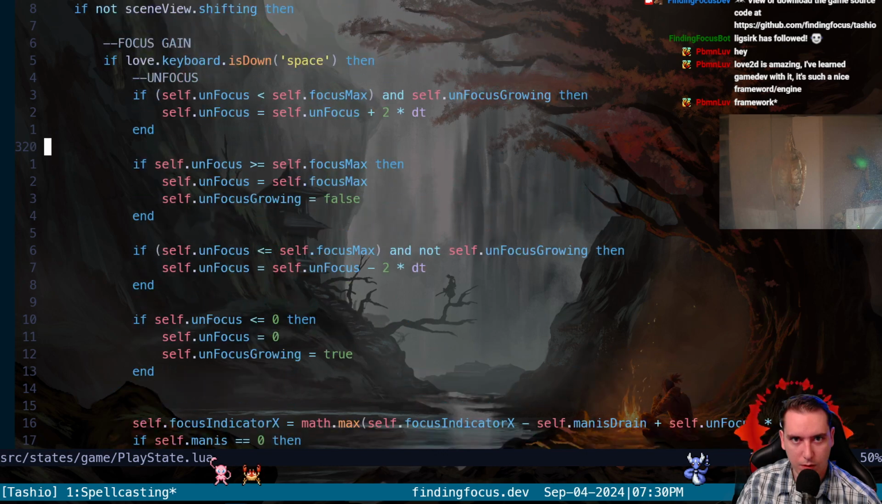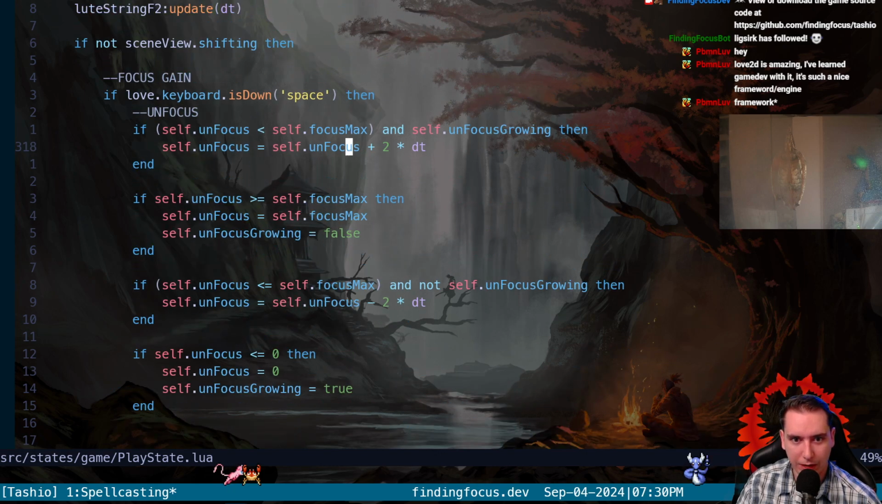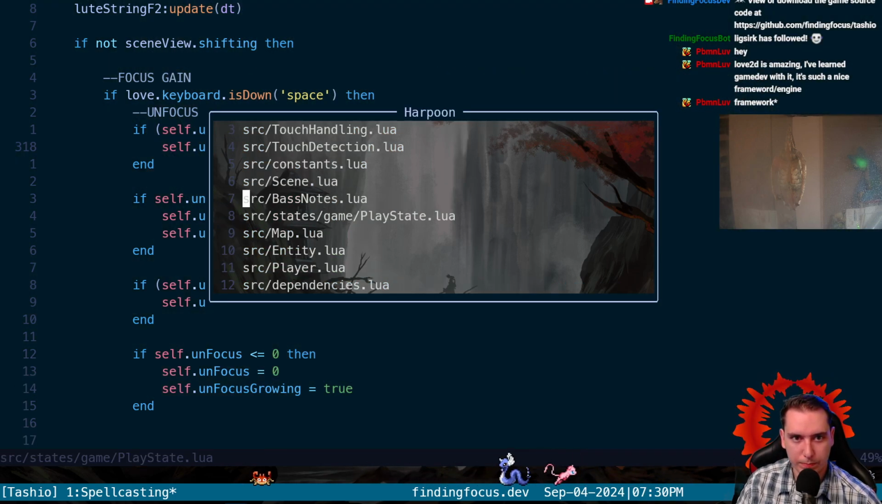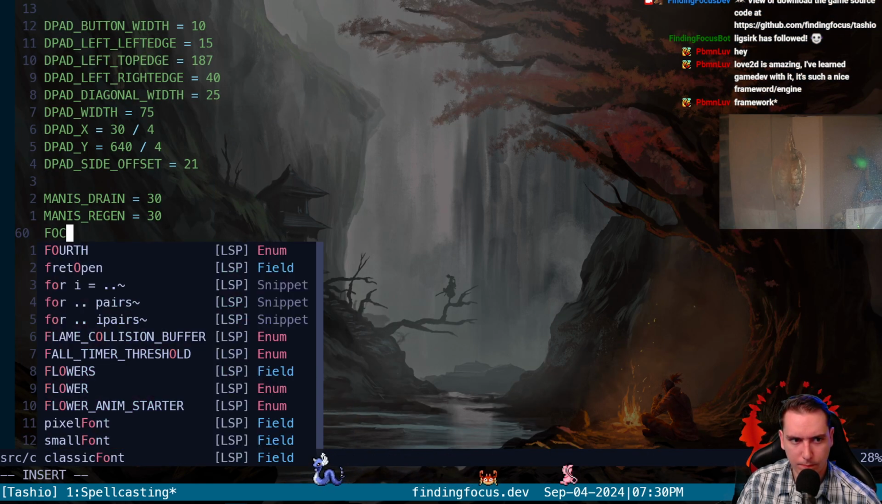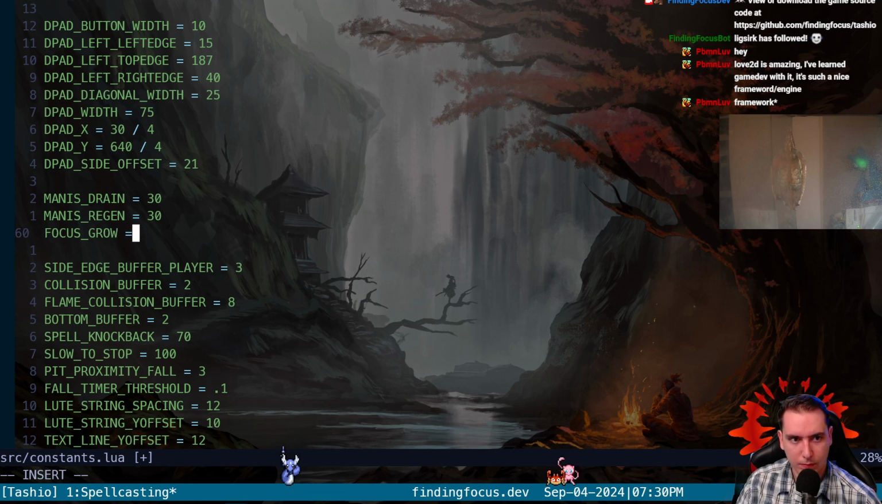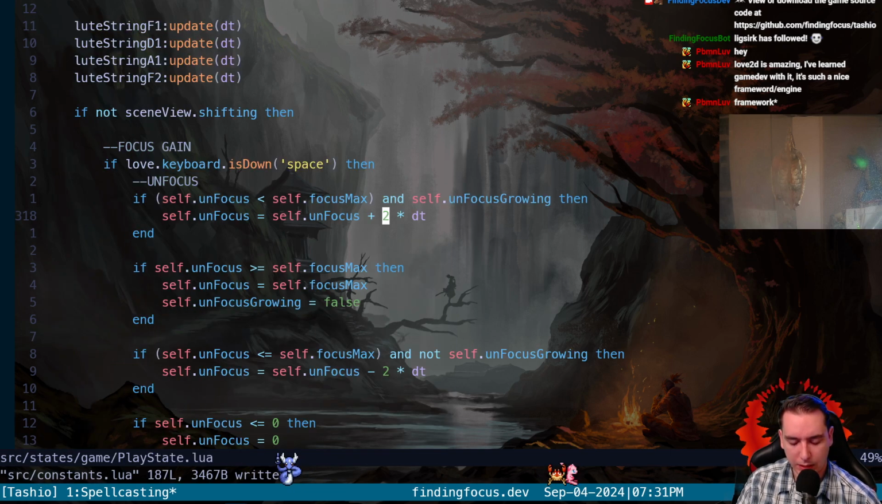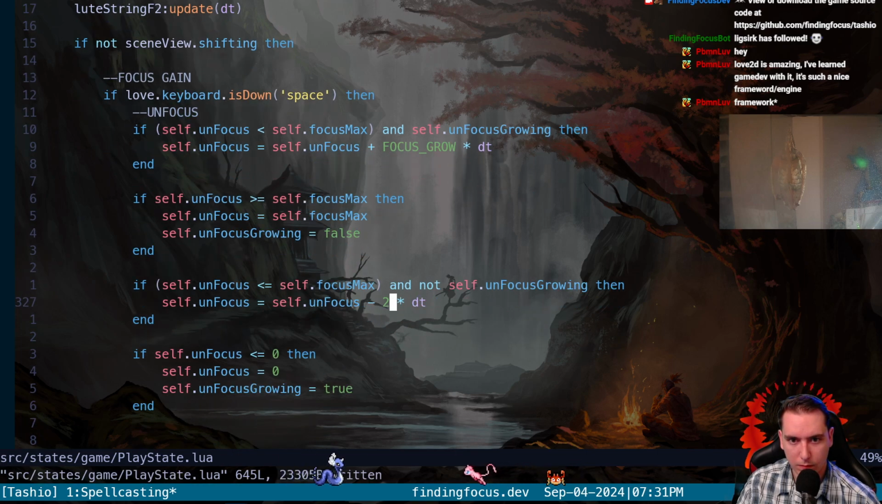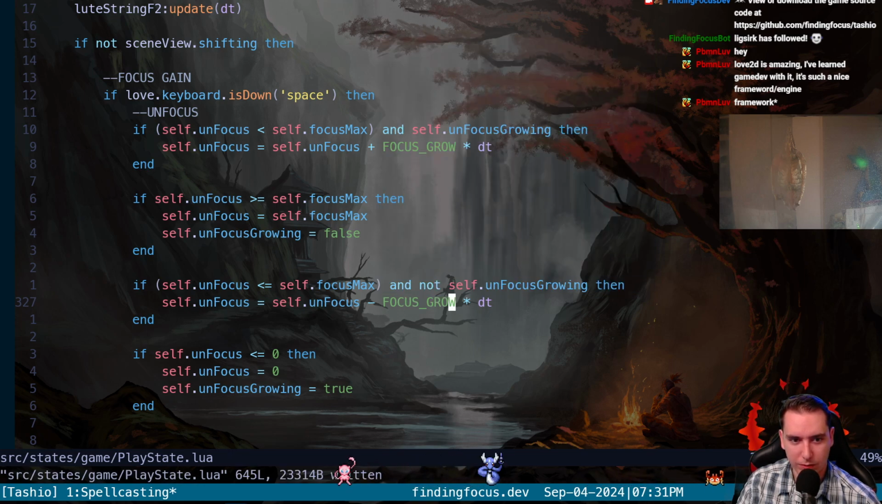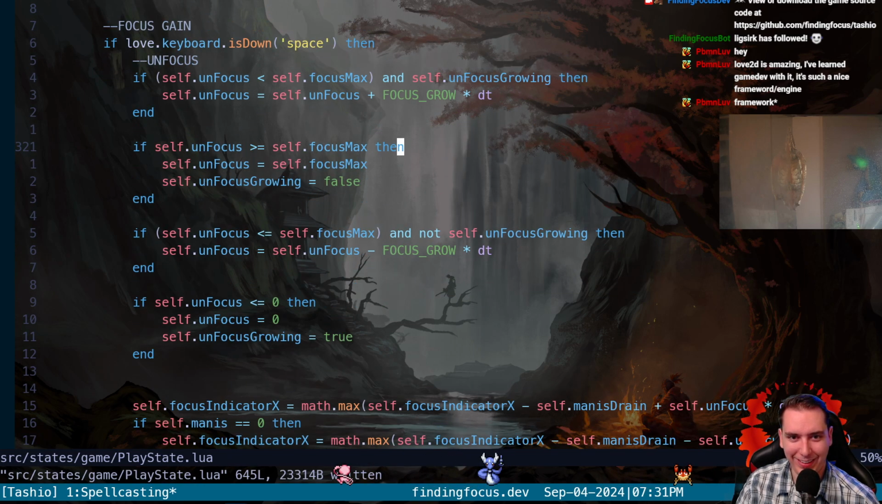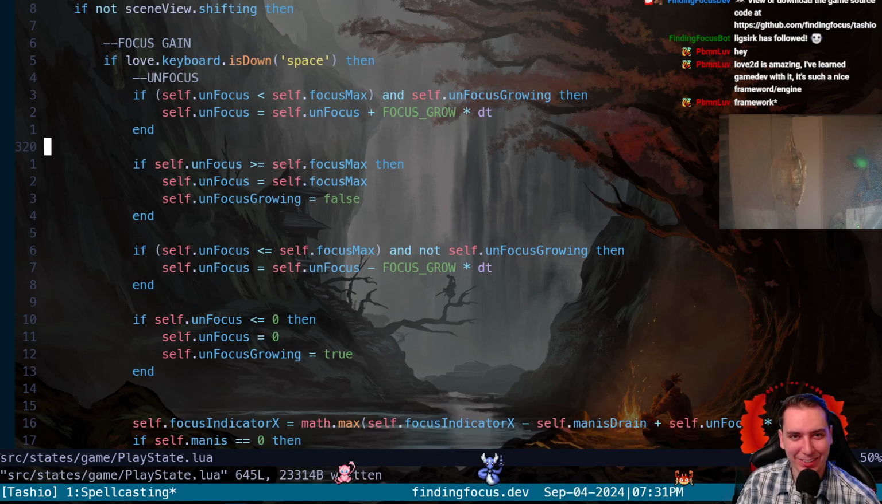Let's see, where do we set? See, look, and then we have another magic number here for focus. So let's put in a focus grow constant. Let's double it up to 4 and see what that looks like. It should be called unfocus grow, but that's just ridiculous, right? Unfocus sounds so bad.